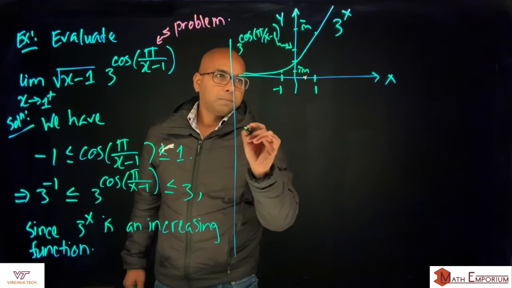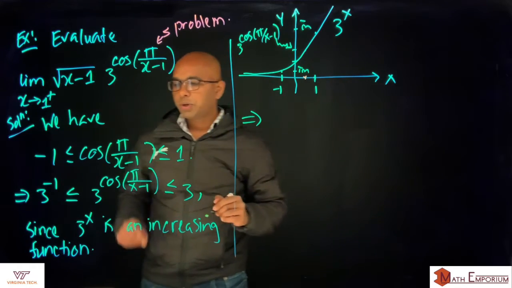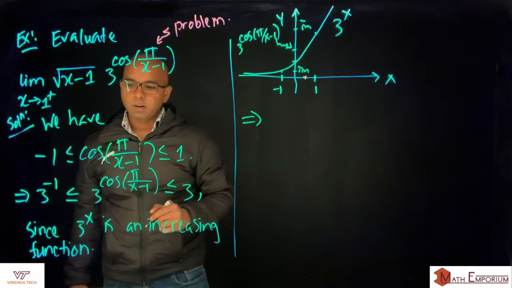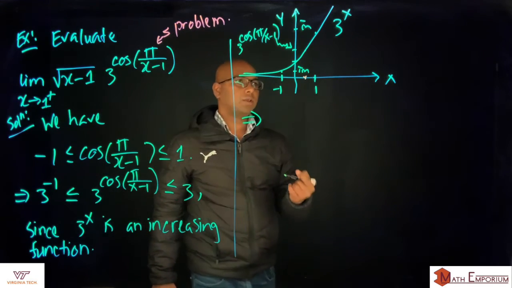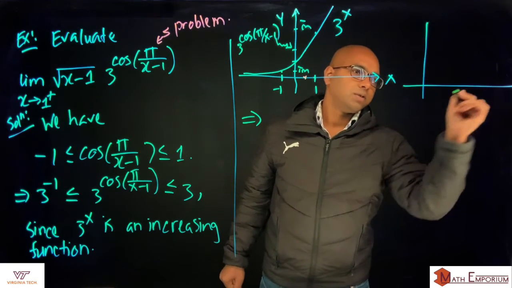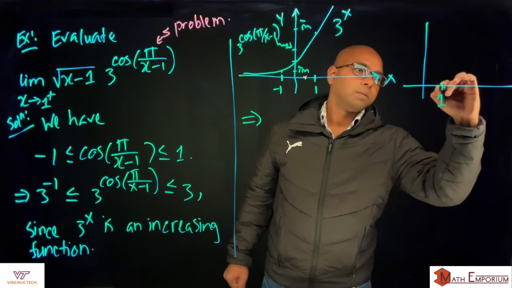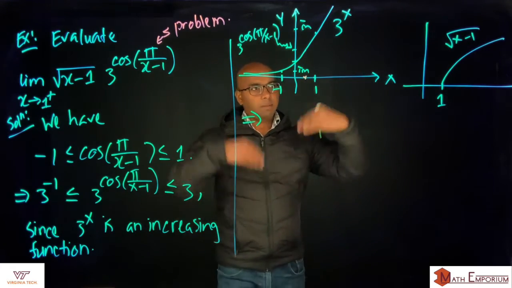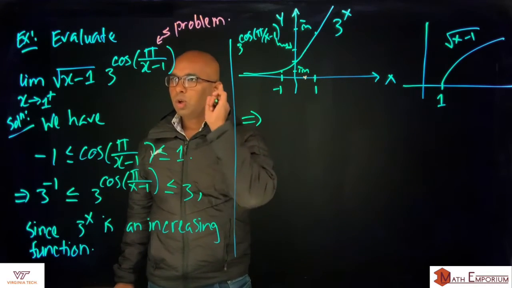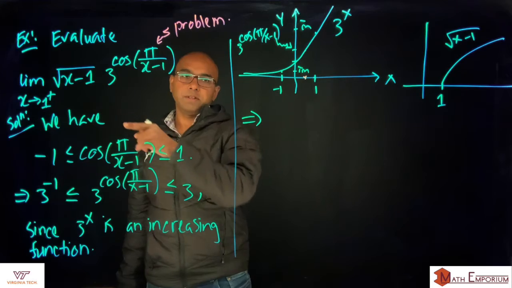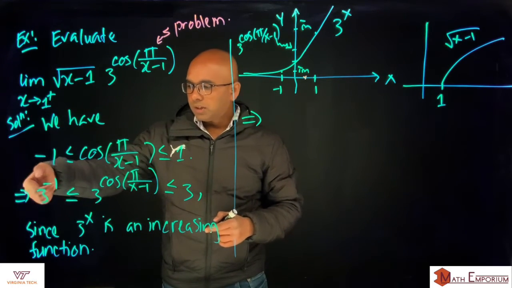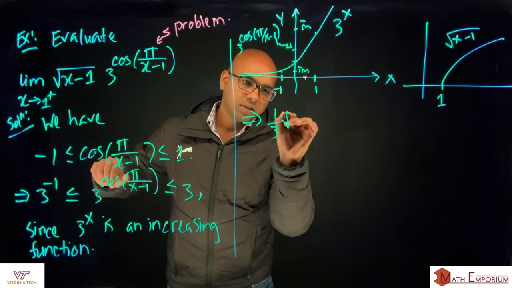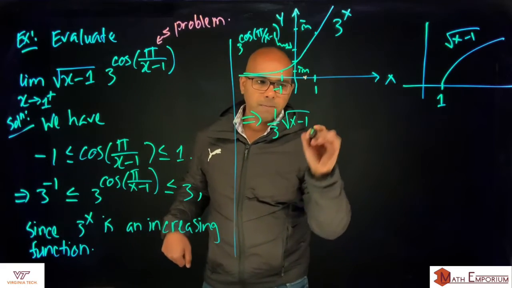Alright, so we get all this part. The only thing that is missing is the square root of x minus 1. Now, a square root function is also positive. So this is the square root of x minus 1. There is 1, and it goes like this. It's positive, it's above the x-axis, or 0. So we need to multiply each term by this square root of x minus 1. And by the way, 3 to the negative 1 is 1/3, and then we multiply by the square root of x minus 1.